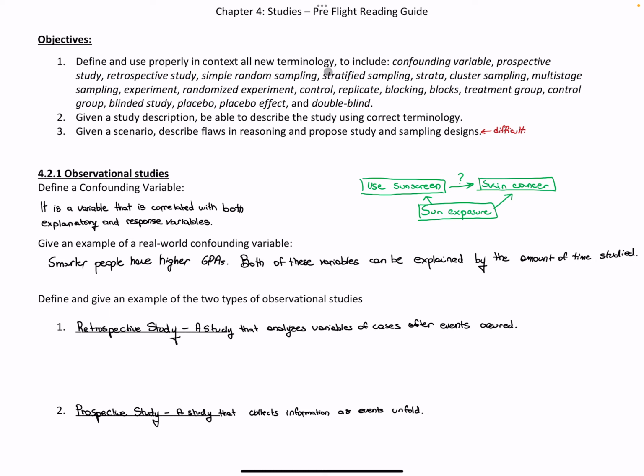Now, what is stratified sampling? Stratified sampling is a little bit different. In stratified sampling, we take the whole population and we divide it into strata, which are subsets that are different from one another, and within each subset, they're similar.